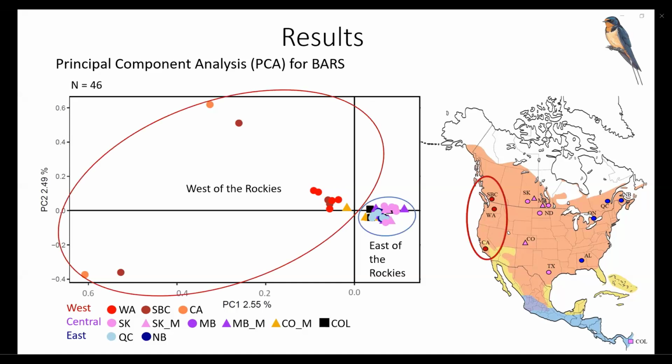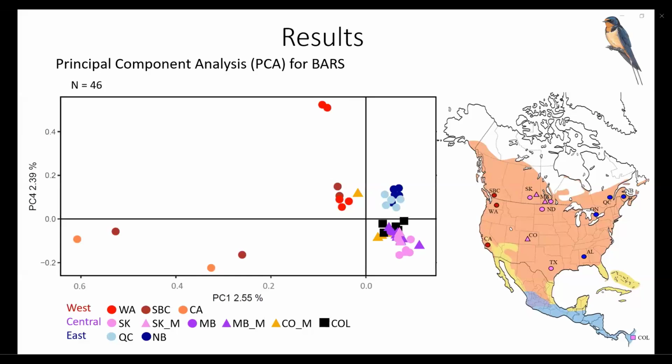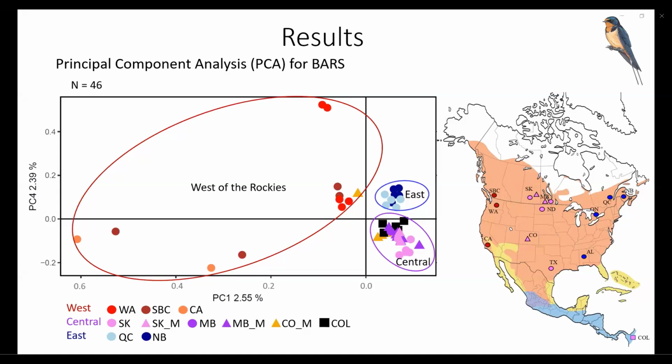So what we found with principal component 1 and 2 is a loose cluster for the west of the Rockies and a tight cluster for the east of the Rockies. And when I checked principal component 1 versus principal component 4, I found that within the eastern cluster there is also a central cluster and an east cluster.